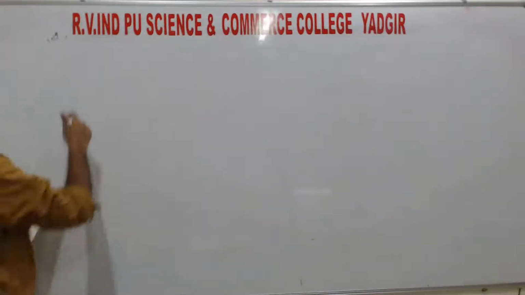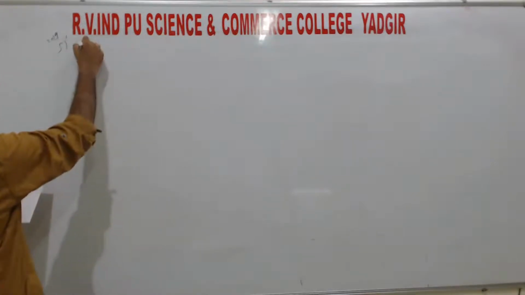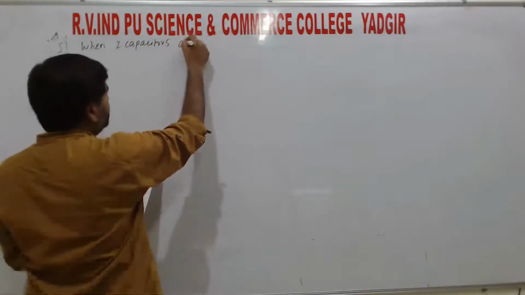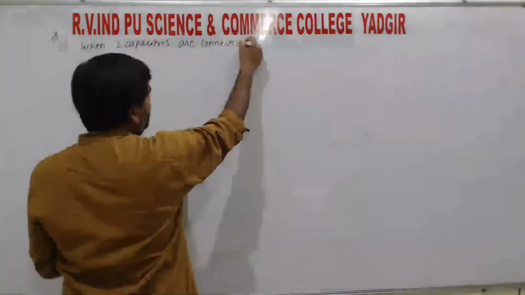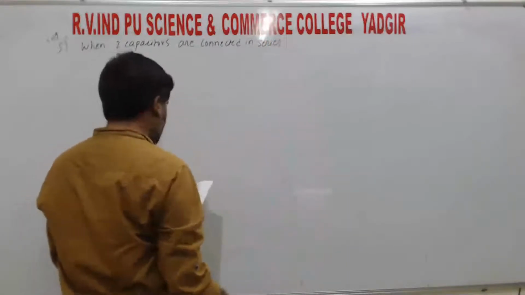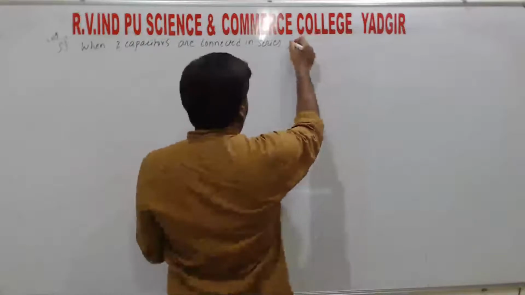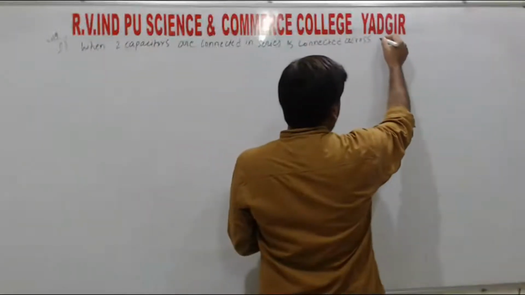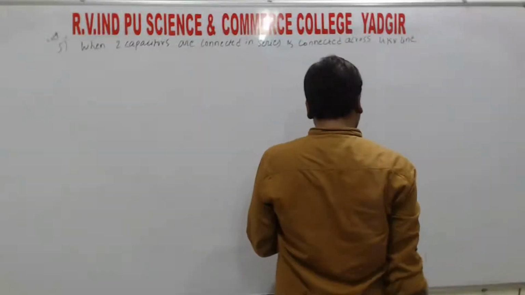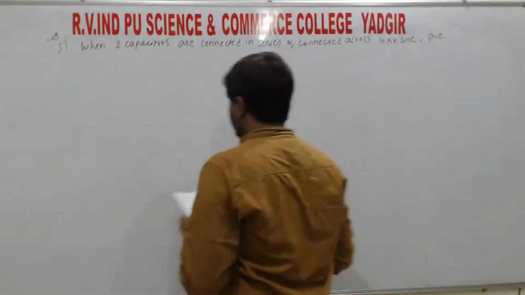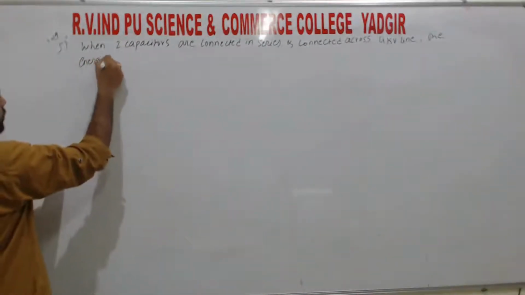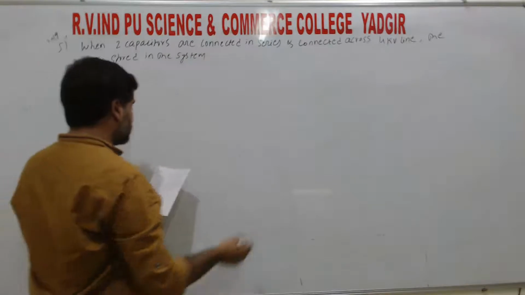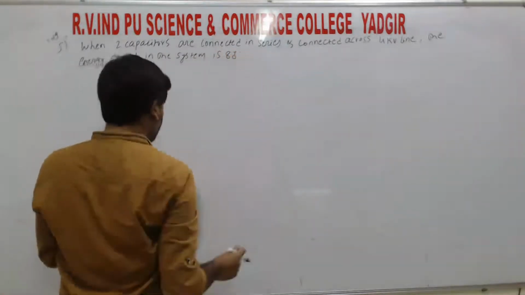So one more problem. When two capacitors are connected in series across a 4 kilovolt line, the energy stored in the system is 8 joules.